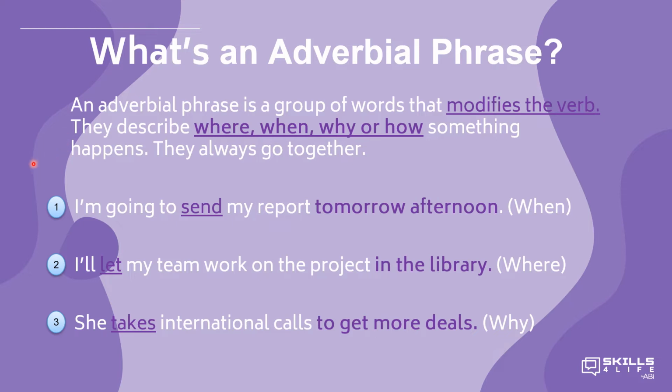For example, the following sentences. Number 1, I'm going to send my report tomorrow afternoon. Here I'm describing when I'm going to send the report. Number 2, I'll let my team work on the project in the library. Here I'm describing where I'll let my team work. Number 3, she takes international calls to get more deals. Here I'm describing why she takes international calls.